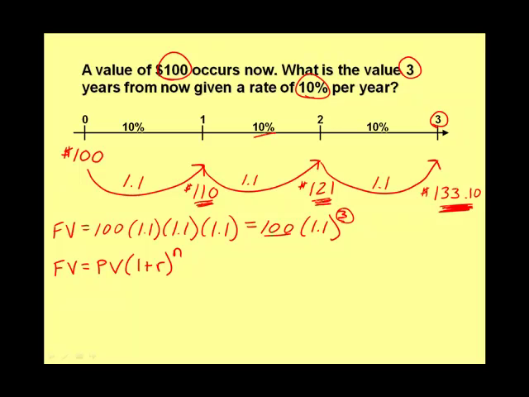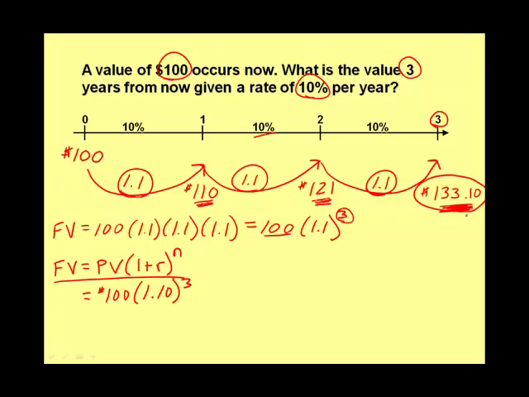So again, given this future value formula, plugging the values into our formula, that gives us $100 for the present value, 1 plus the rate here is 10% in decimal form, that's 0.1, and the number of periods that we're compounding, 1, 2, 3, so n is 3 here, and that gives us our future value of 133.10.